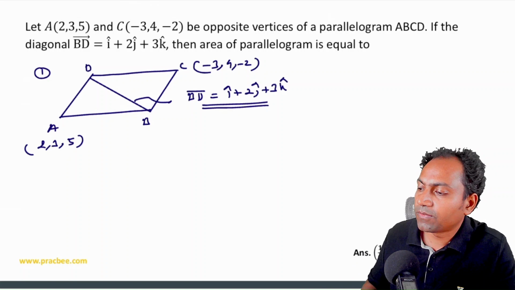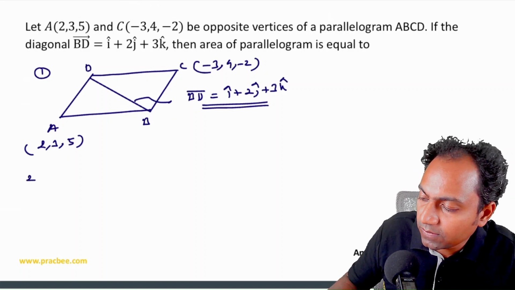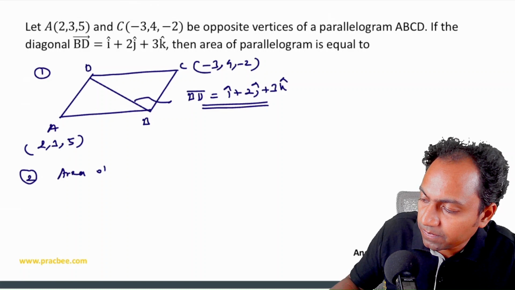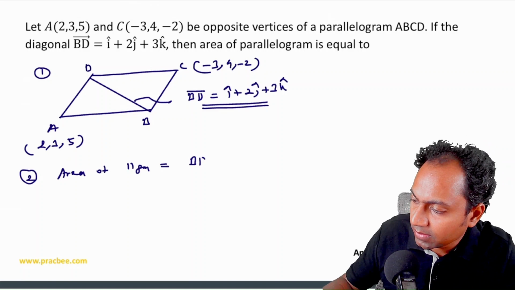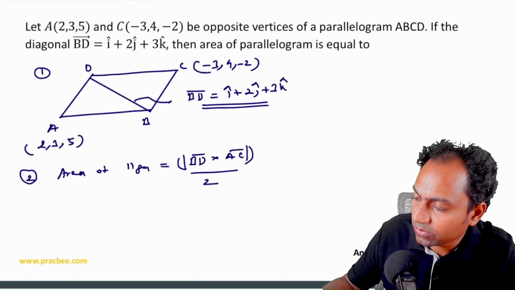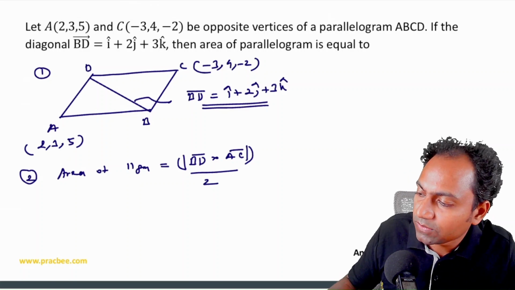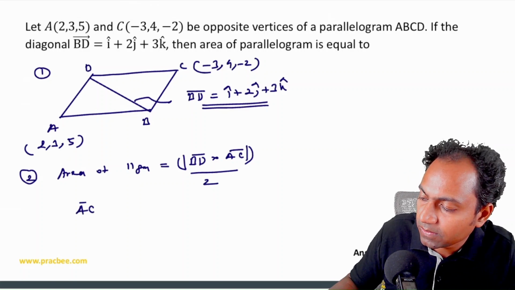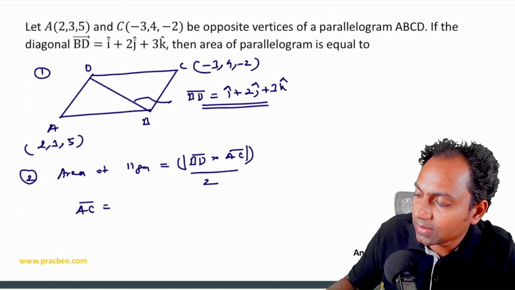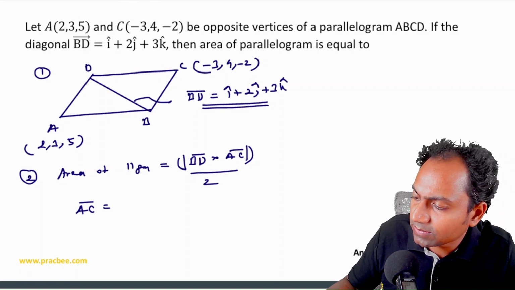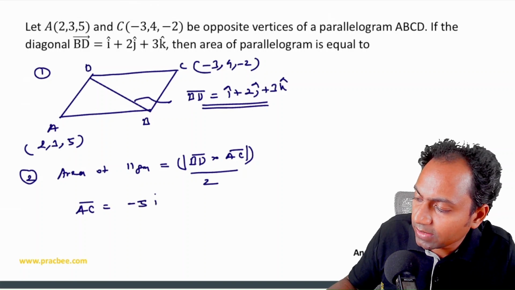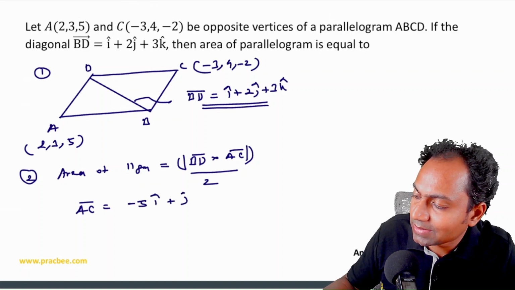AC also we have. So if I want to find the area of the parallelogram, the area of the parallelogram is nothing but BD vector cross AC vector, into mod, divided by 2. This is the formula that we are going to use. If I find the value of AC vector here, it would be nothing but OC vector minus OA vector. So this becomes nothing but minus 5i cap plus j cap and minus 7k cap.